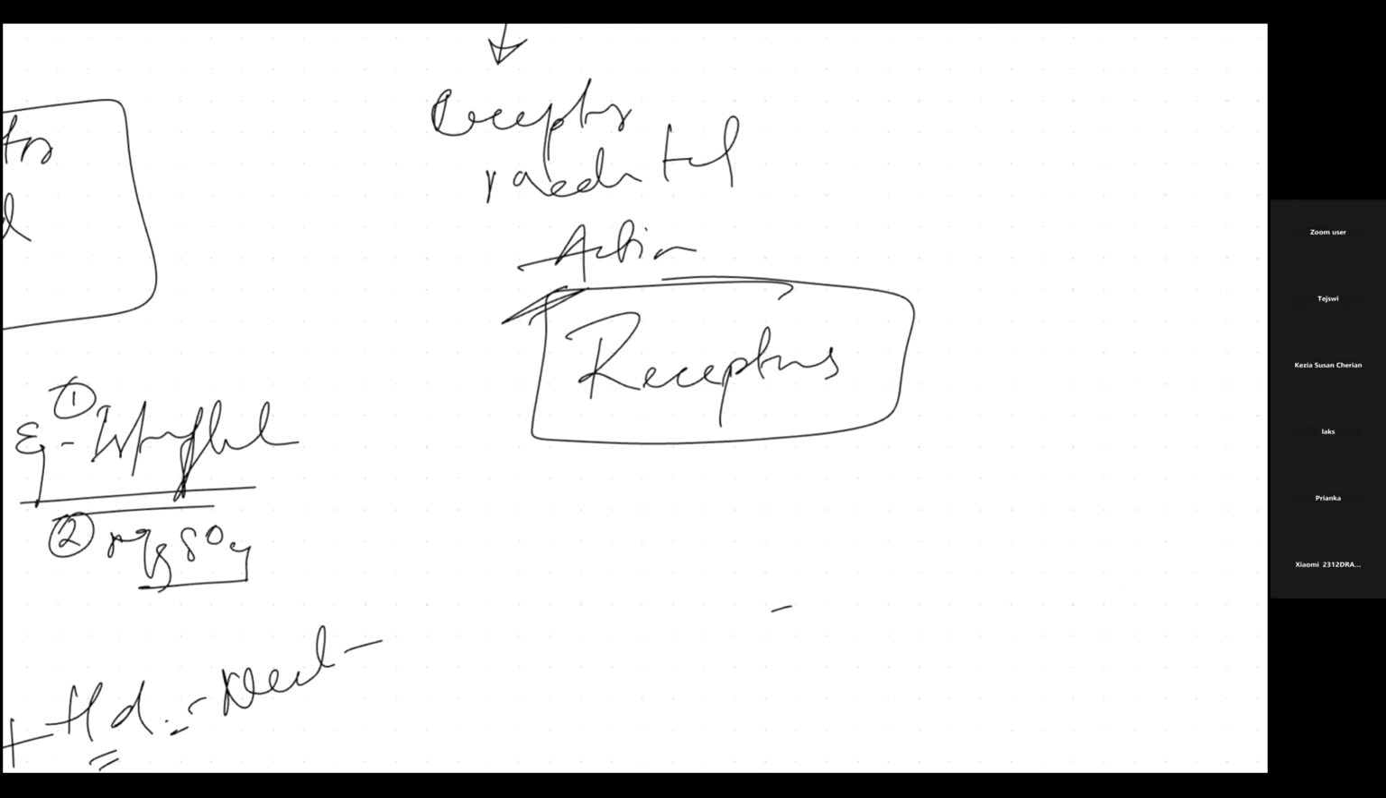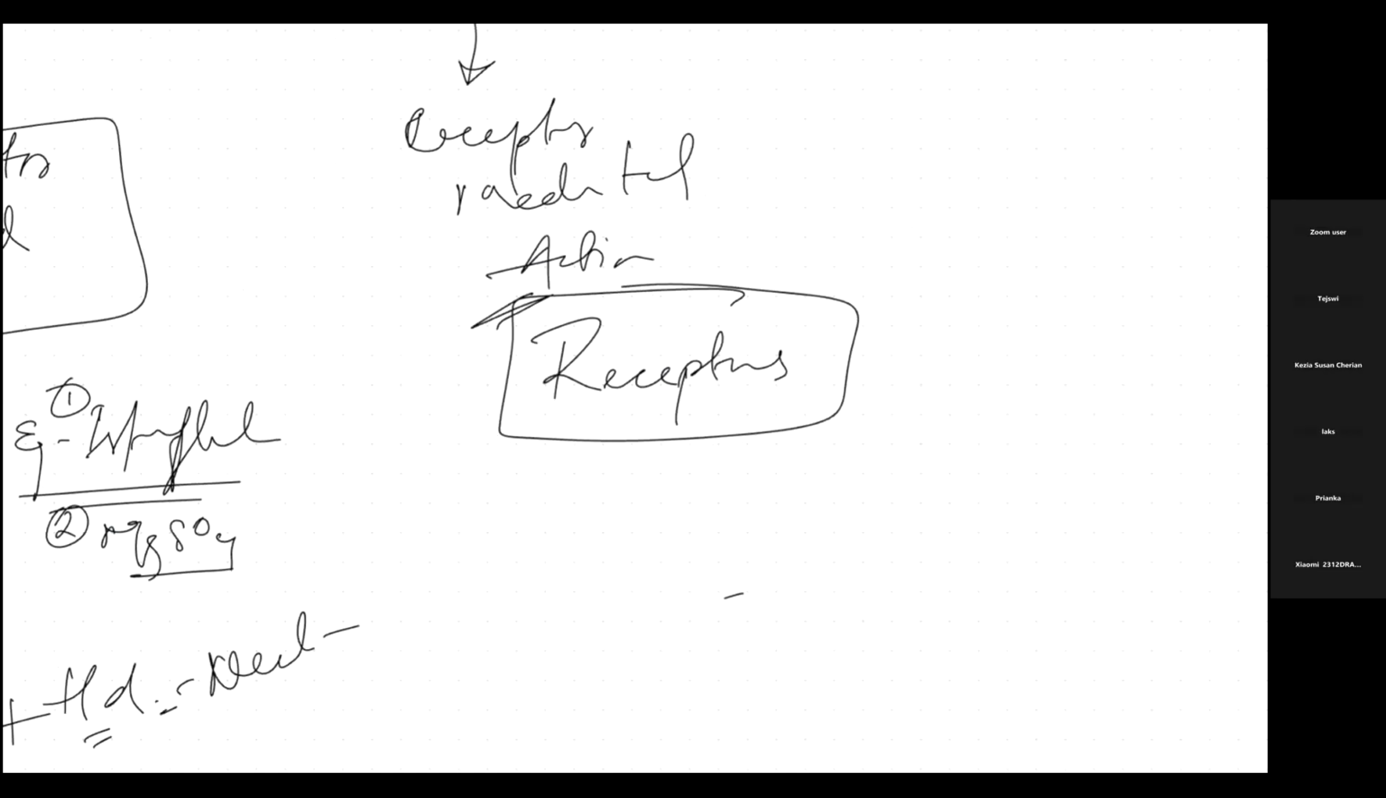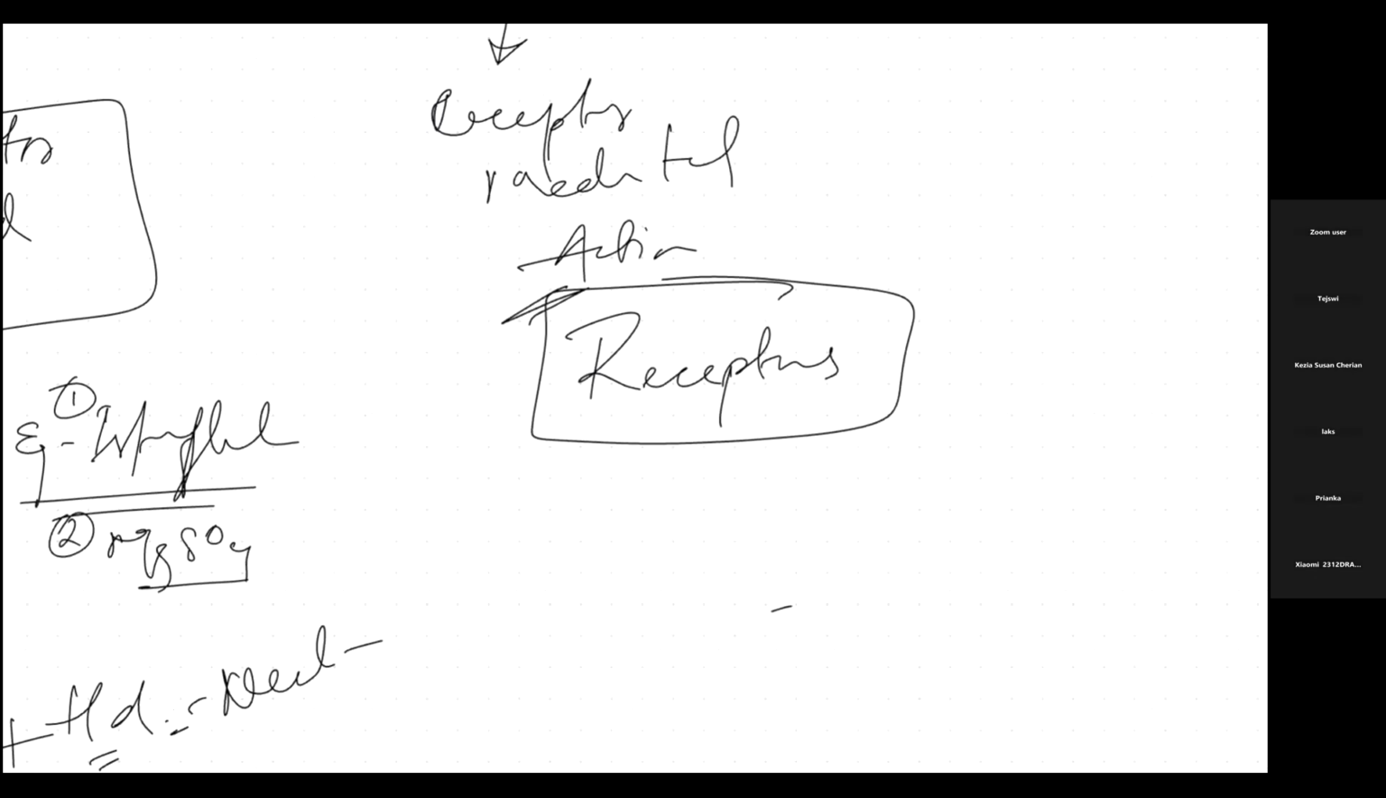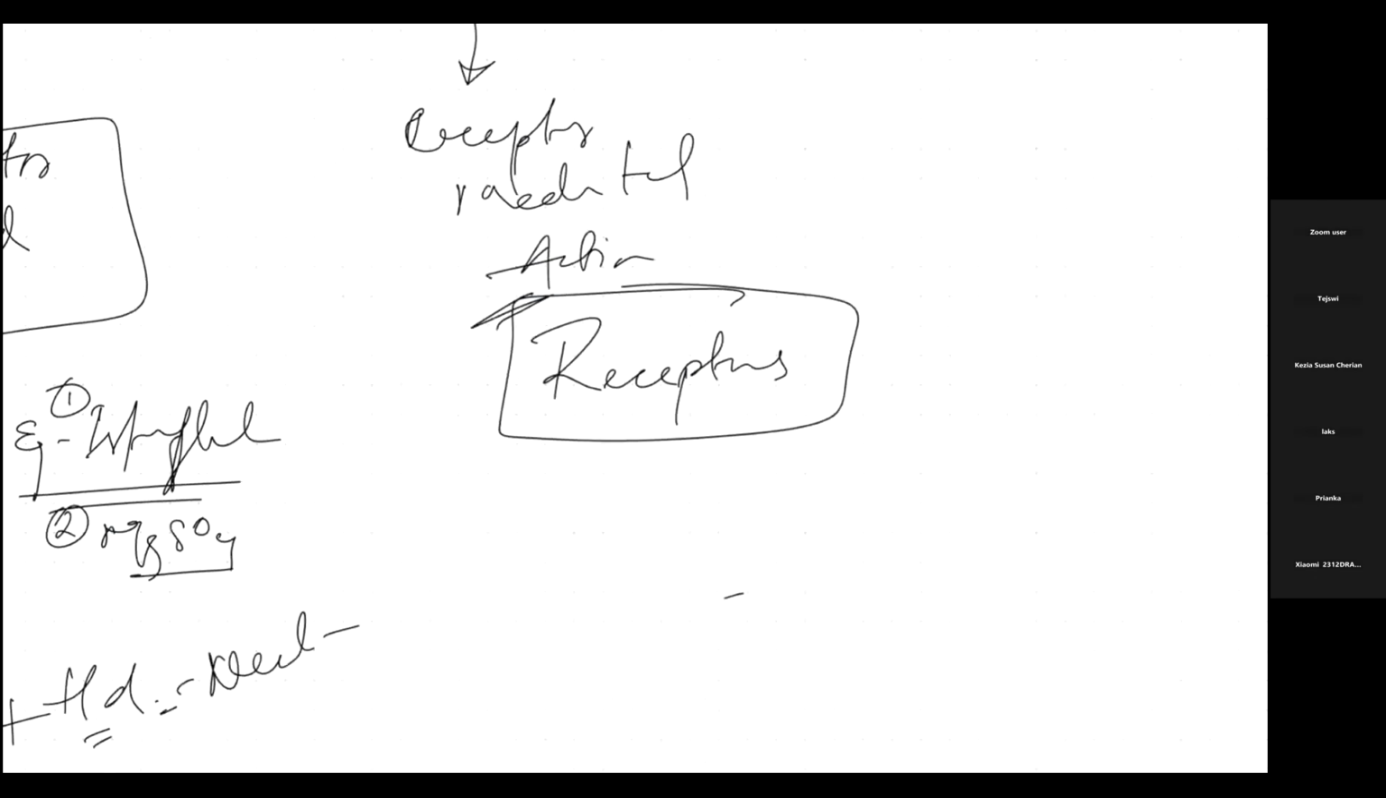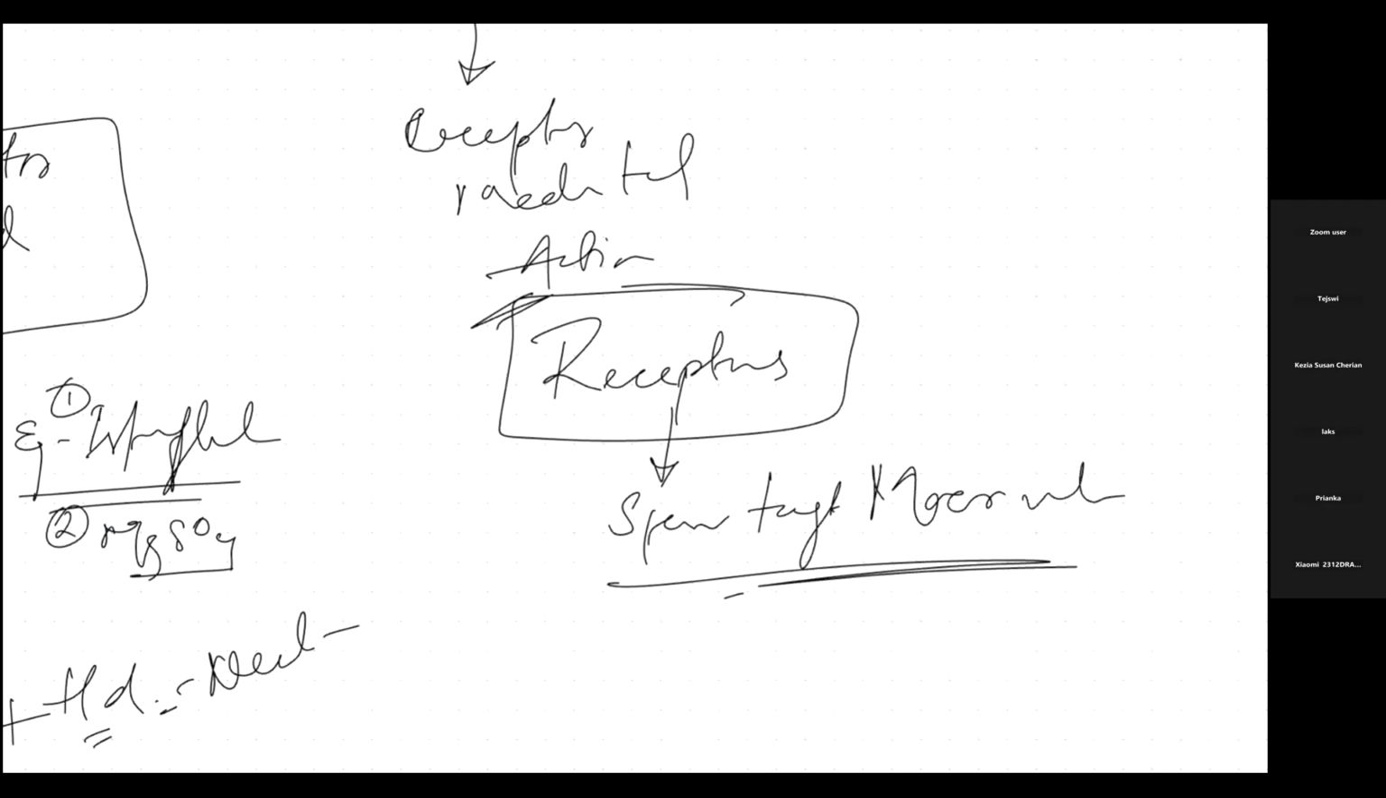I got an answer: receptors receive and transduce signals. Exactly, it's correct, isn't it? So receptors are basically specialized target macromolecules.